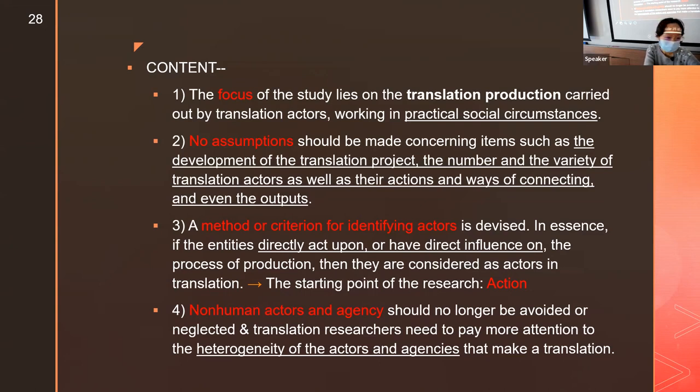And third is that there's still a problem of defining the actors. I've just mentioned it when I introduced to you how to cut the networks, how to draw a boundary between networks. It is a method or criteria for identifying actors. So the criteria is that if the entities directly acted upon or have direct influence on the process of translation, then they are considered as actors of translation. So the starting point of research is, as a result, translation action. This conforms to the claim of ANT researchers that society or ready-made artifacts or any fact is not the cause, but the effect of actions.